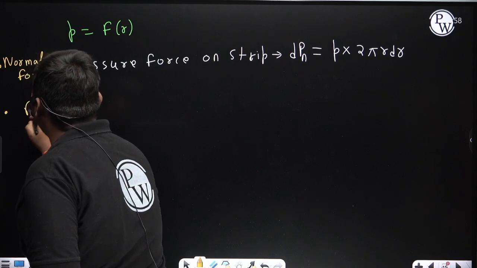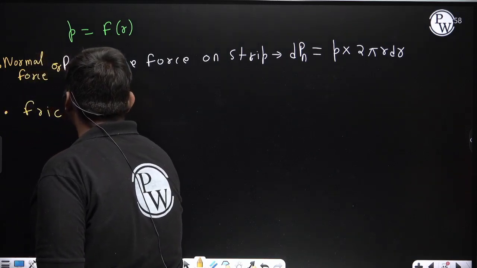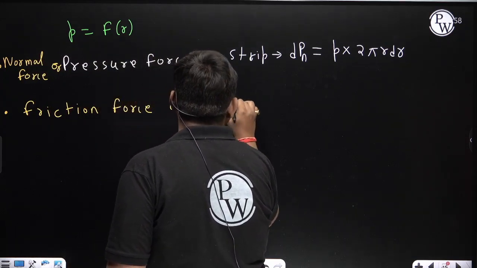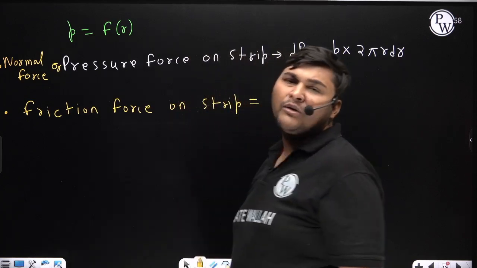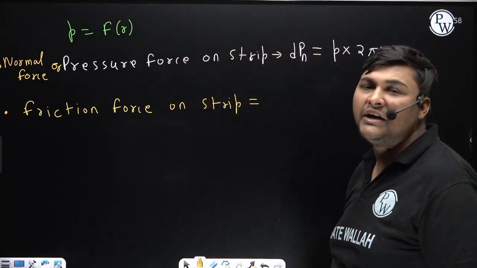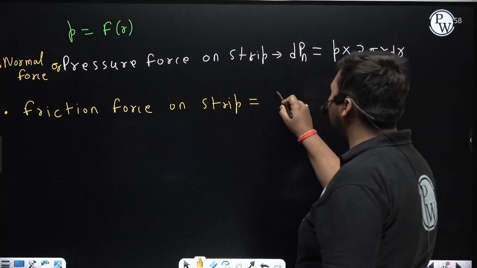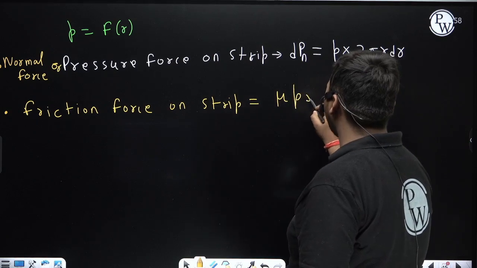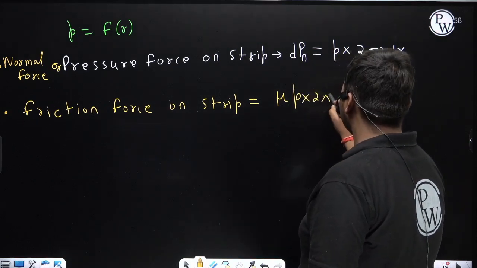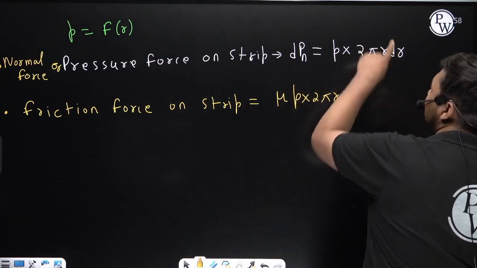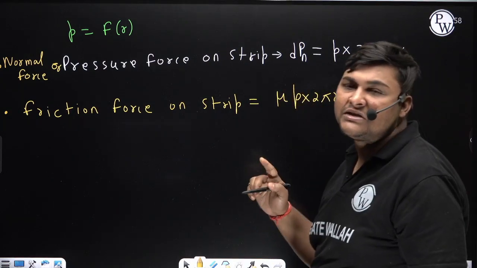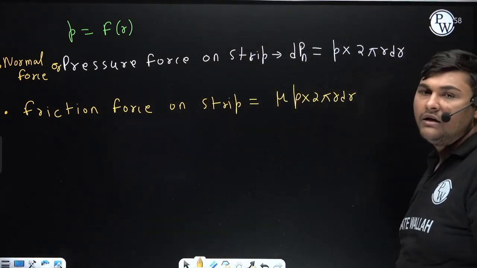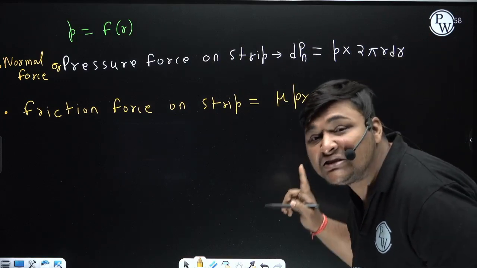Now I am calculating the friction force on the strip. The formula for friction force is mu, the coefficient of friction, into normal force. The normal force on the strip is dP_n, which is p into 2πrdr. So the friction force will be mu into p into 2πrdr. But this parameter we are calculating over the strip.